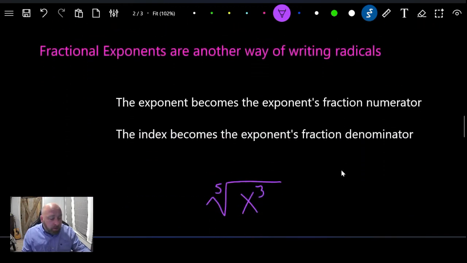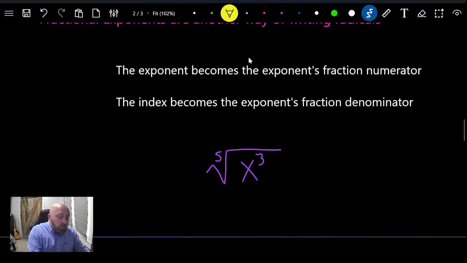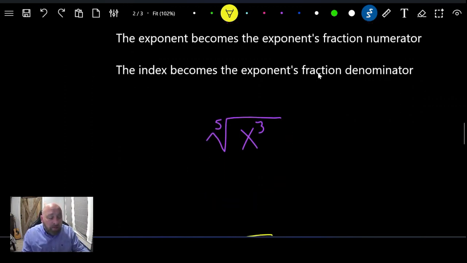All right, let's move along to the next thing, and this will be the last thing in this lesson. So, fractional exponents are another way of writing radicals. So the exponent becomes the exponent's fractional numerator, and the index becomes the exponent's fractional denominator. Whoa, what did you just say? Okay, let's back it up and let's say it again. The fractional exponents are another way of writing radicals. So here's a radical right here. What I just said is that we can have a fractional exponent. So what does that mean?